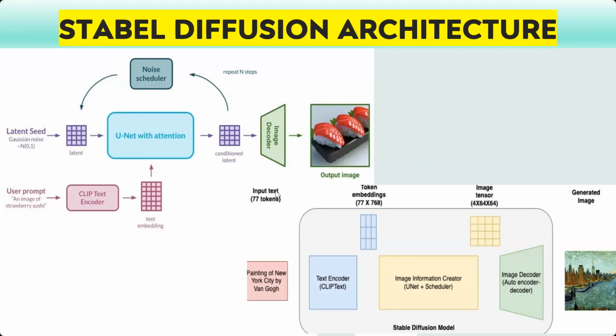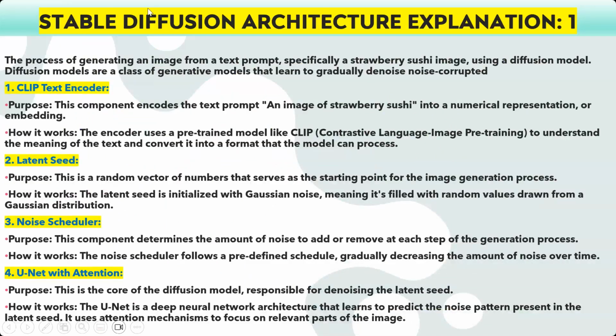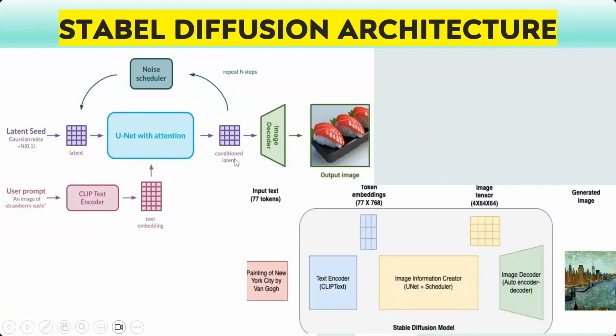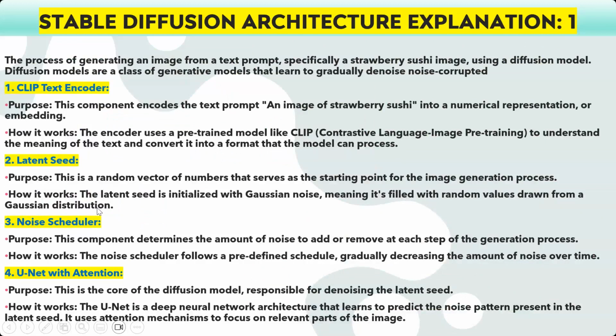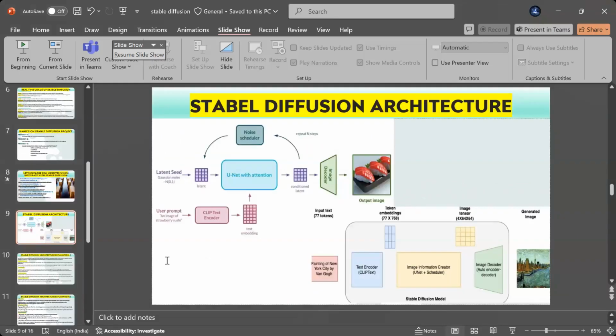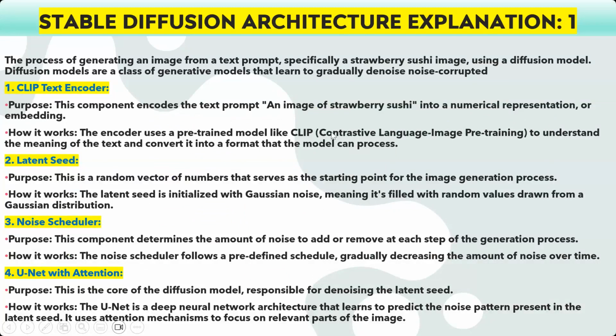But before that, I try to explain in layman's terms. Stable Diffusion explanation 1. The graph which I'm showing you, I'll post this document to you so you can read that and understand. First, what is the CLIP text encoder? This component encodes the text prompt. Encode means what, guys? Input an image of strawberry sushi into numeric representations or embedding. Do you understand, guys, what the CLIP text encoder does? So it will take the text from the user and it will convert it to numerical representations. It will embed it into a similarity vector.